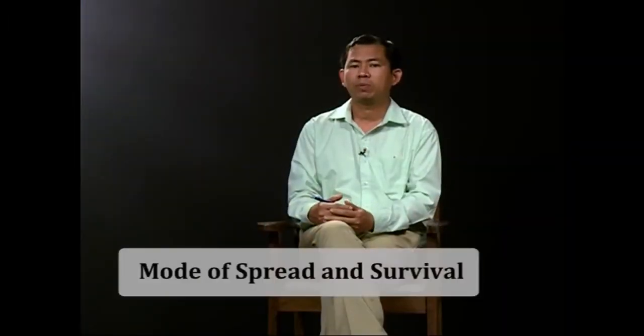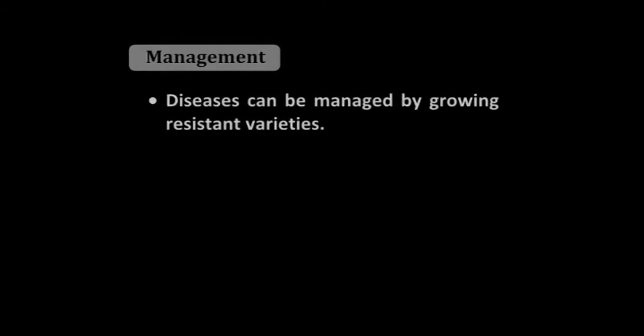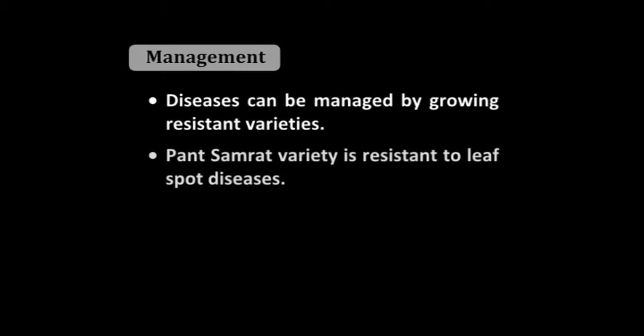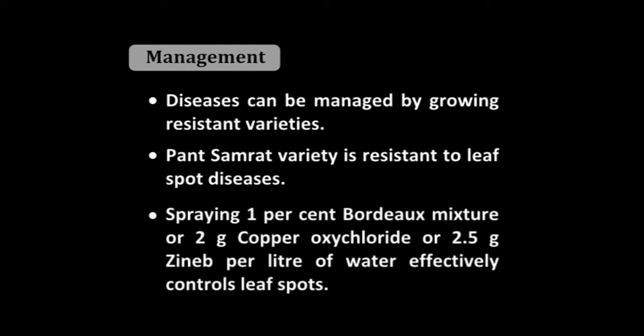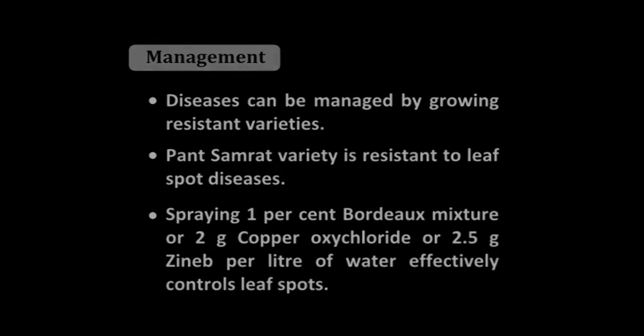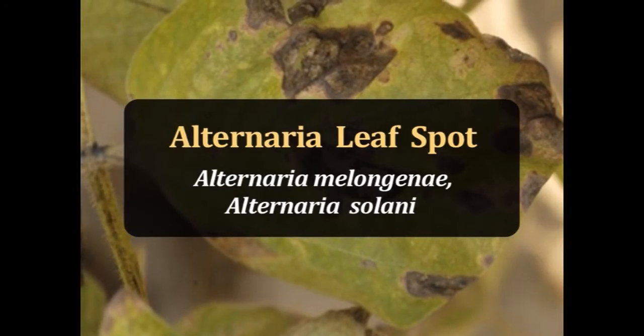Next is the mode of spread and survival. The disease is spread by airborne conidia. Now coming to the management of the disease. Disease can be managed by growing resistant varieties. Pan Samrat variety is resistant to leaf spot diseases. Spraying 1% Bordeaux mixture or 2 gram copper oxychloride or 2.5 gram Dithane M-45 per liter of water effectively controls leaf spots.